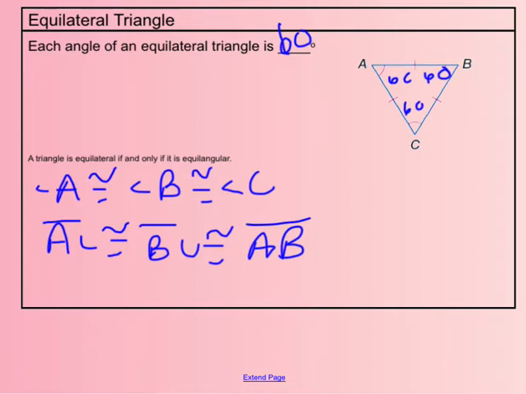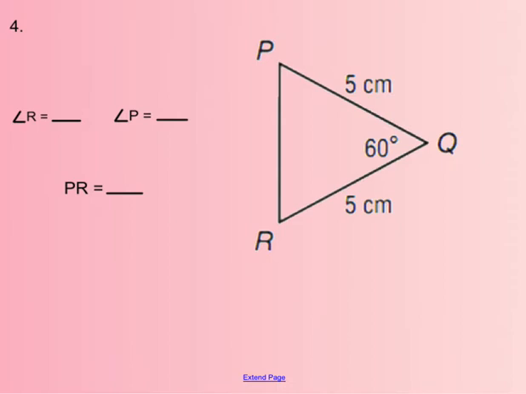Let's take a look at number 4. For number 4, I know that this is 60 degrees. Here's what I also know: these two sides are equal to each other, which means these two sides also have to be equal to each other. Now we can't just assume that this is an equilateral triangle.